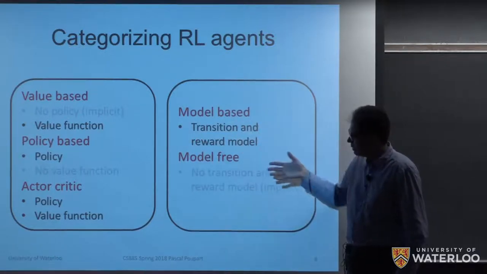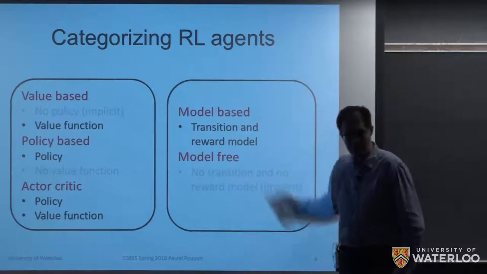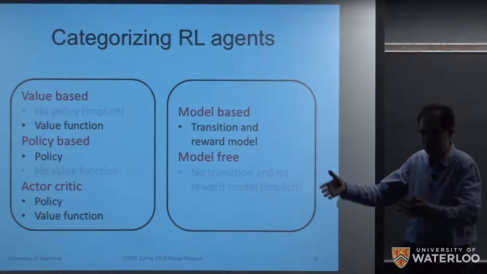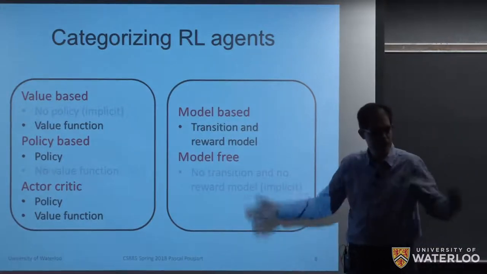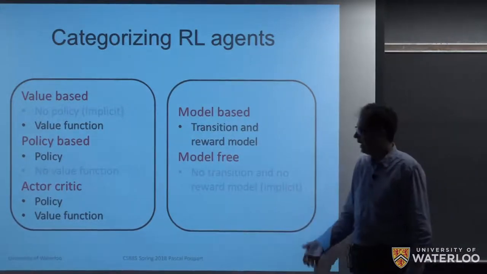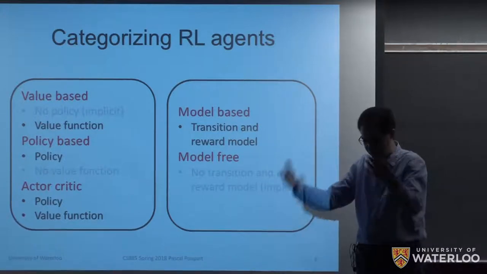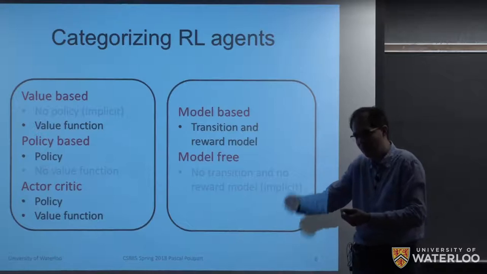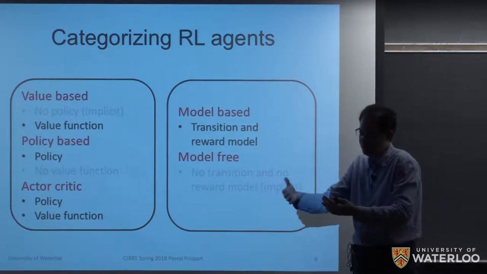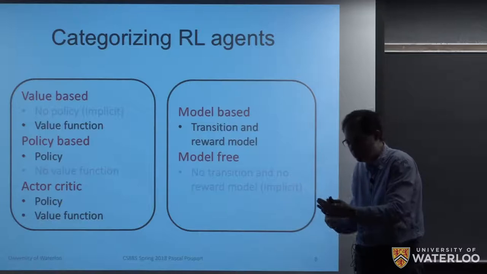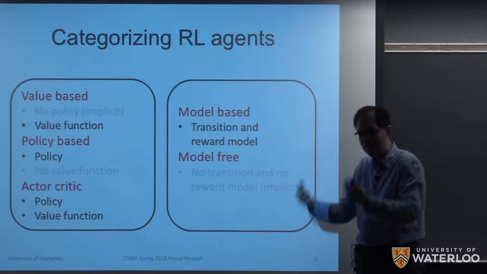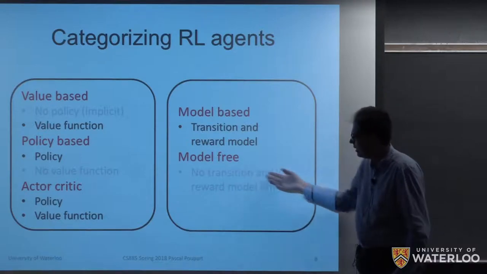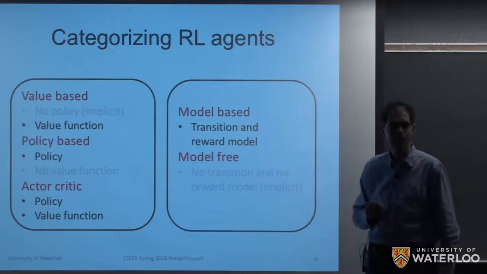But it turns out that we can also define algorithms that are model-free. Here, we don't know what the model of the environment is, and we're not going to represent it explicitly. The idea is that we're going to have either a policy or a value function, and at every step we get some reward, and then we can simply adjust our policy or our value function estimate based on those rewards without ever representing the transition and the reward model.